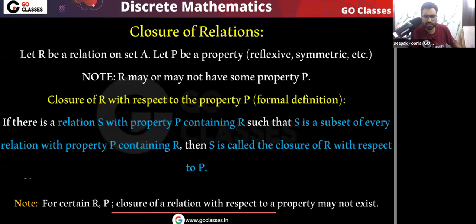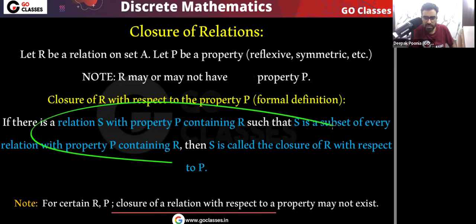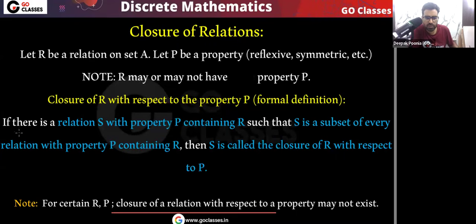Now let's see the formal definition of relation closure. What is given to us? A relation is given, a property is given, and remember, this relation may or may not satisfy this property P. So what is the formal definition of the closure of relation R with respect to this property P? The formal definition is like this. You will not understand this the first time, but when I make a diagram, you will easily understand it.